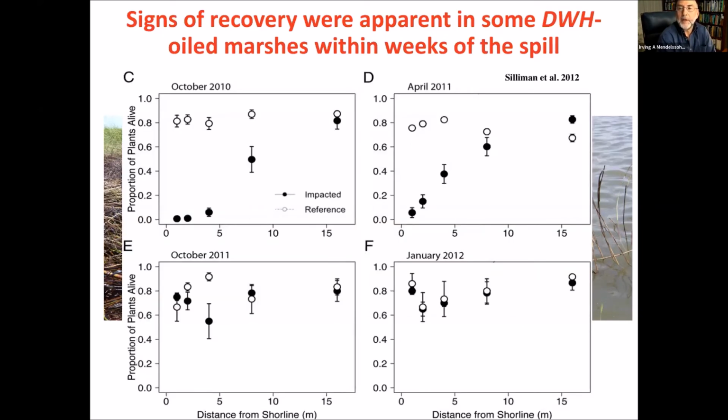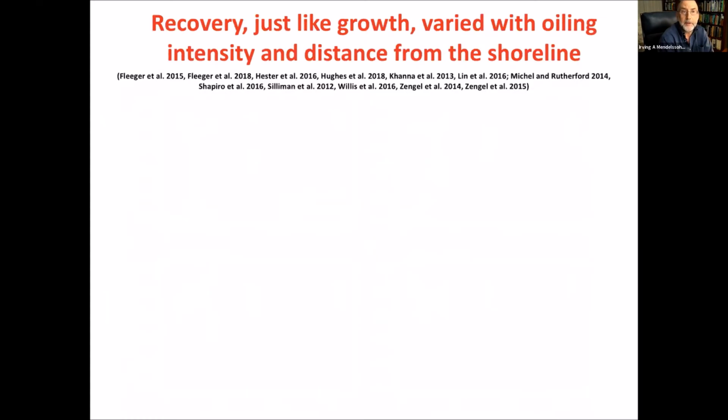Silliman et al. documented vegetation recovery from the Deepwater Horizon after only 2 years. Notice the difference in the proportion of live plants between impacted and reference marshes became less over time, continued to become less, and by January 2012, there was no difference between the proportion of live material in impacted versus reference marshes. So here we have recovery in 2 years.